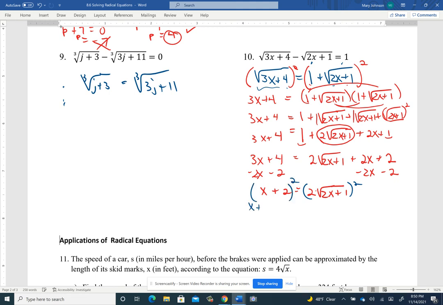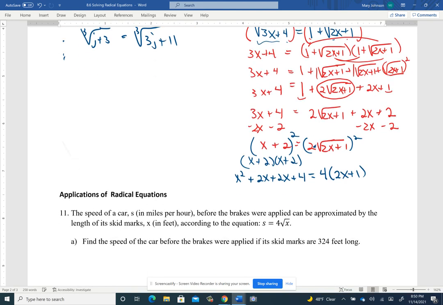So don't forget again, this is not x squared plus 4. It's x plus 2 twice. So it's x squared plus 2x and another 2x plus 4. And on the right-hand side, don't forget to square the 2 and square the 2x plus 1. So you're going to wind up getting rid of the radical at that point.